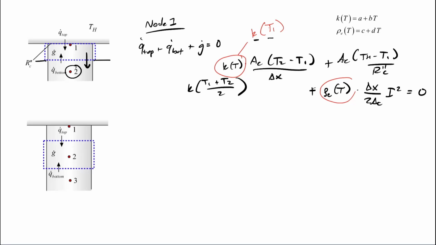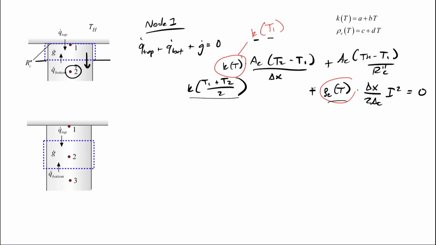Okay, so here, this is where we add this in. This is our function. We now evaluate conductivity at that point. What about rho E? Does rho E need to be evaluated at the average temperature? Think about that for a second. The answer is no, it does not.